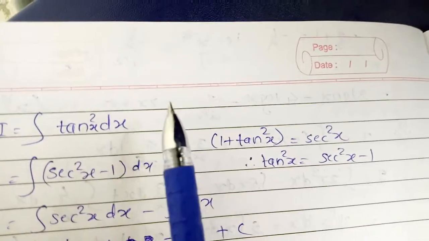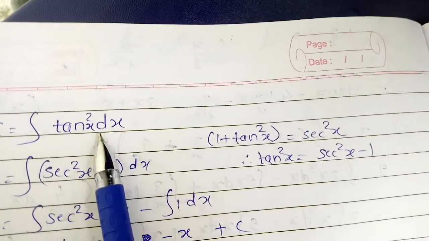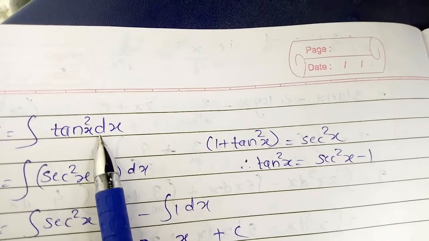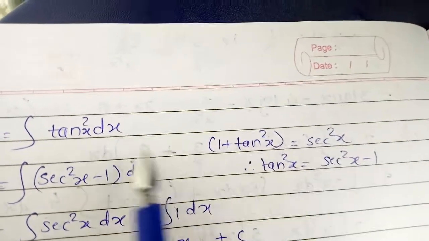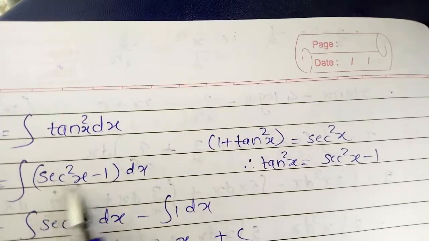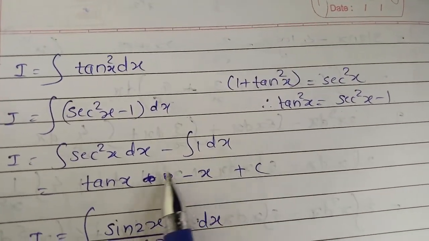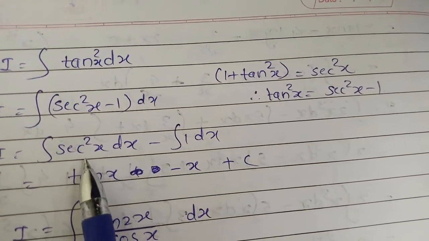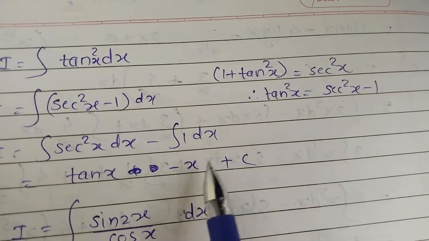x minus 1. So why do we do this? Because there is no formula of integration of tan square x. So to find the answer, you have to convert this example into sec square x minus 1. So we are going to separate these terms. So integration of sec square x dx minus integration of 1 dx. So integration of sec square x, you know the formula, that is tan x, and integration of 1 dx, that is x plus c.